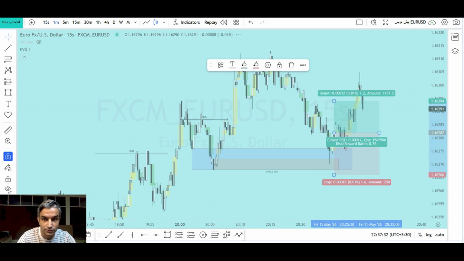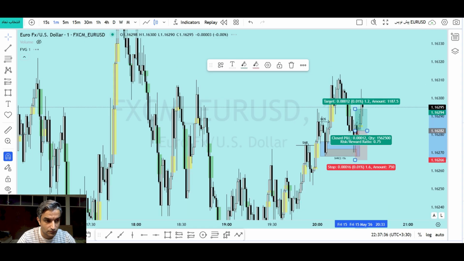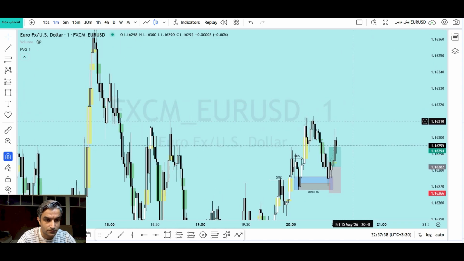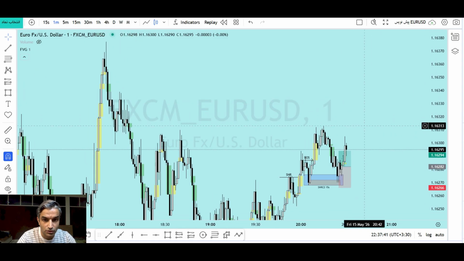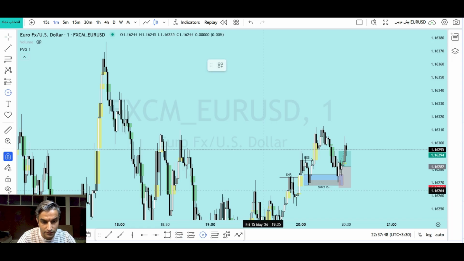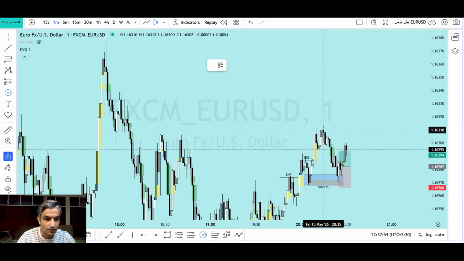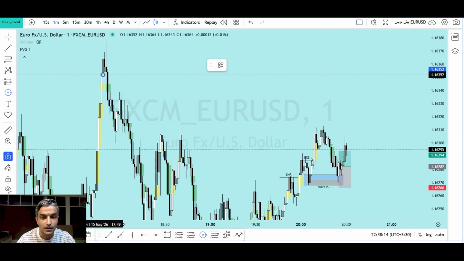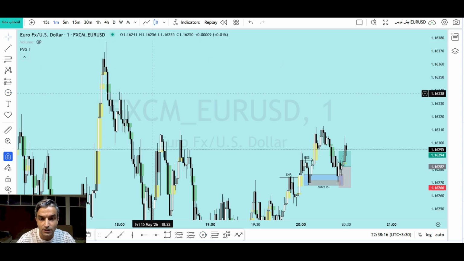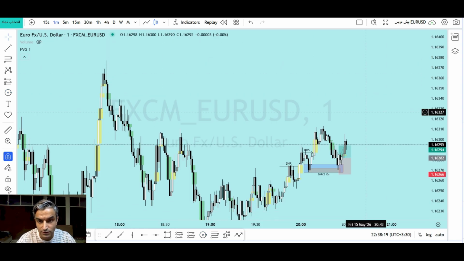And about the target, let me change to the 1 minute. A little zoom out the chart. We can have two types of target. One of them is this area at the end of the same range. Be sure if you put your target here, your win rate will get much better. Our next TP can be this unmitigated area.